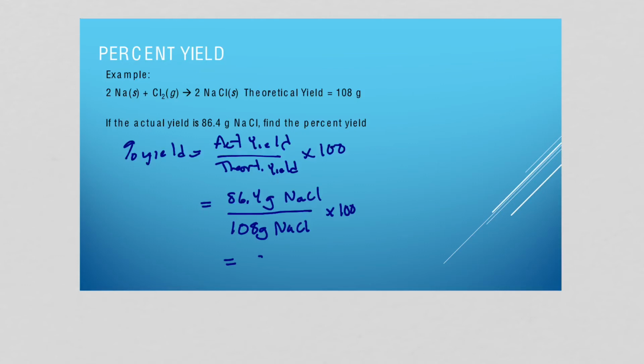So I do that, I get 80.0%. Now, again, think about significant figures when we do this. You may do this on your calculator and get 80, but we have to remember, since both of these numbers have 3 significant figures in them, we should keep 3 significant digits in our percentage. So that's why my percent yield here would be 80.0%.